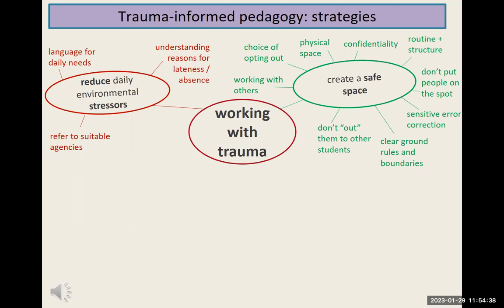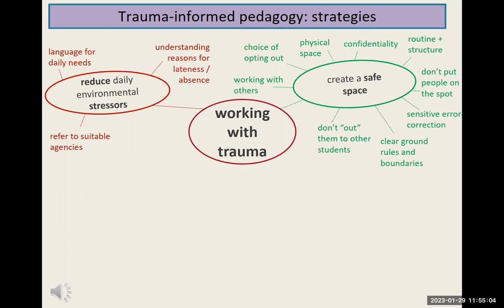Some of these things we do quite often and quite naturally in the language classroom. For example, we tend to give people lots of opportunities to work with others and to create a classroom environment which promotes cooperation and support. We tend to make sure that the physical space is safe and welcoming. We tend to do sensitive error correction and to give people clear ground rules and boundaries.